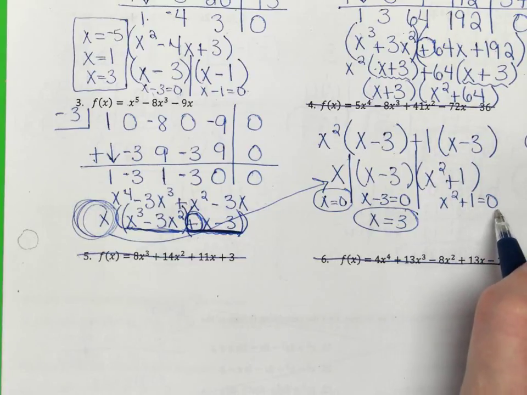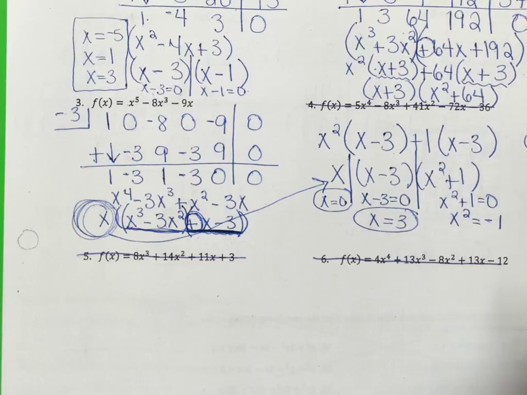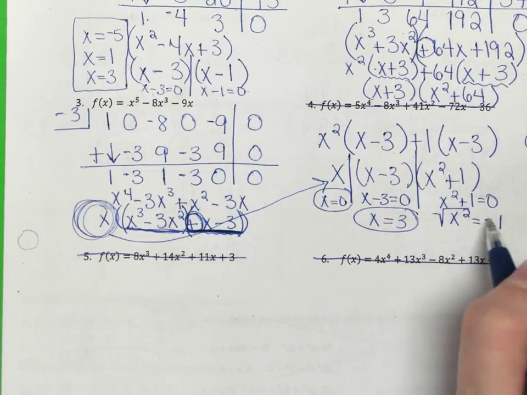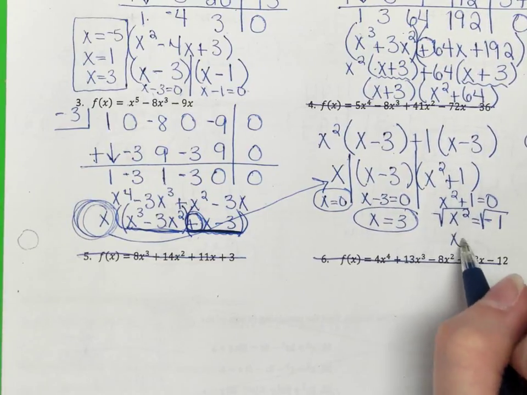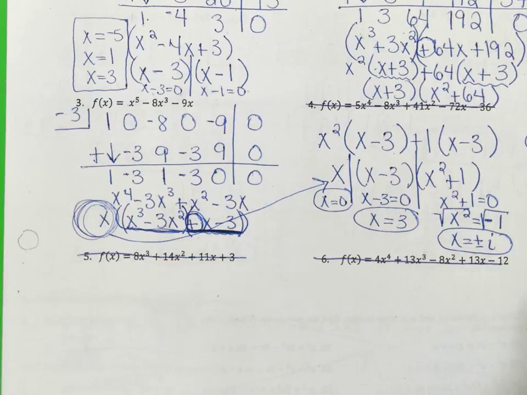Careful. When you move that over, you get negative 1, right? The square root of negative 1 is plus or minus 1i. Because of that negative. That negative means the i. Y'all okay? Not too bad, right?